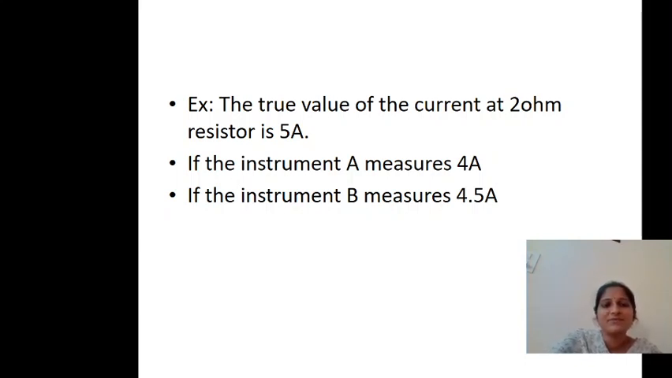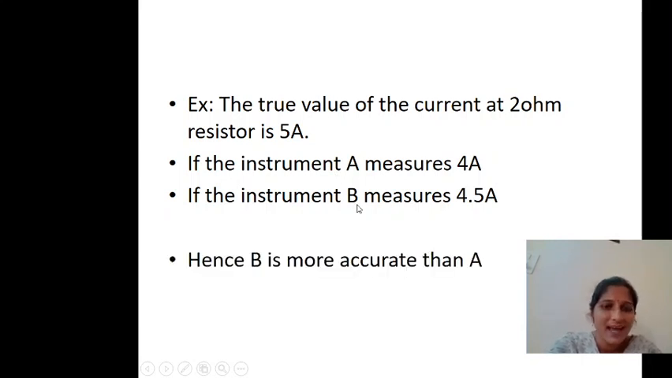So, which value is close to the true value, A or B? For A, the current is 4 amperes. For B, the current is 4.5 amperes. So, 4.5 is closer to 5 amperes. We can say that B is more accurate than A.